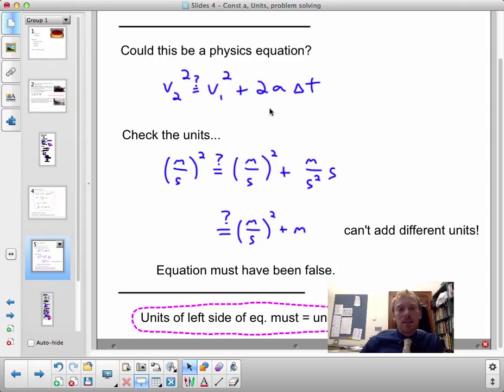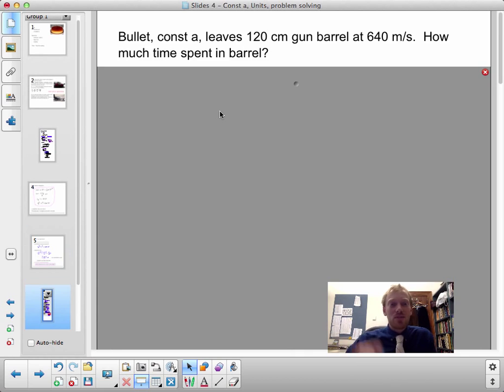Great. The units of the left side of any equation that you write must be the units of the right side. And you can test that in variable equations. You don't have to have actual numerical quantities like 1.5 meters. You can just look at this and say, oh, this doesn't work. The units don't work.